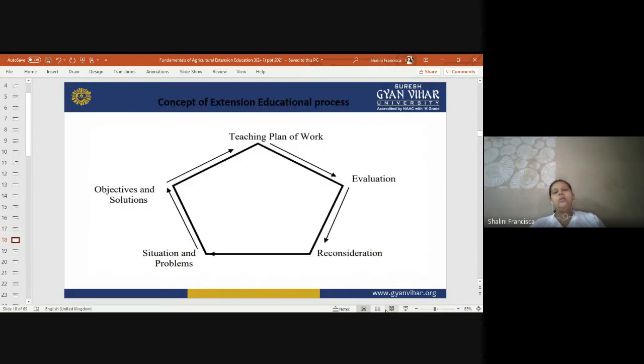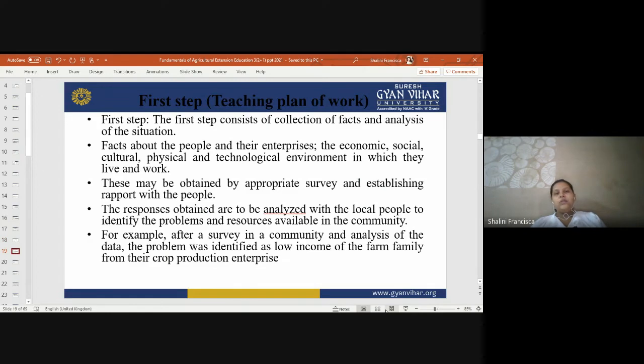So now we move on to some concepts that are there in the extension education process. The first one is teaching plan of work. Then we have evaluation, then reconsideration, situations and problem, objectives and solutions. Okay.